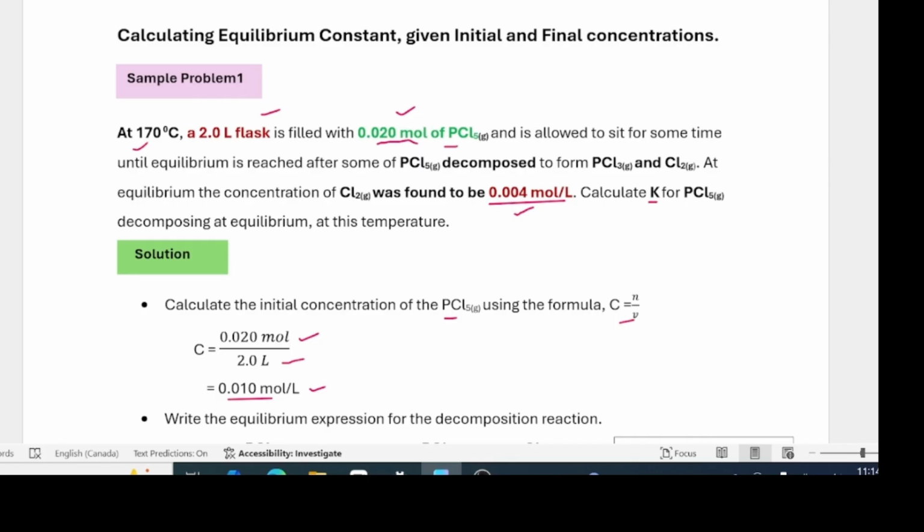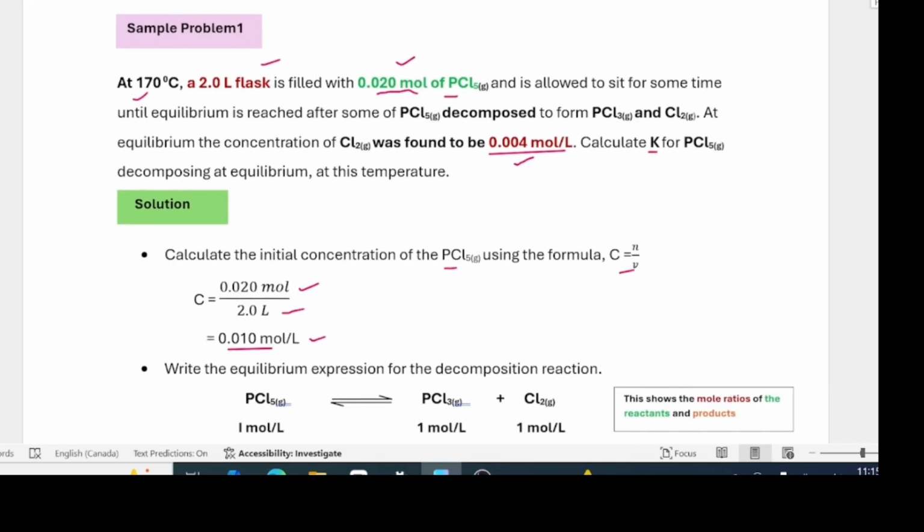If you're given a certain quantity of the initial reactant in a certain volume, the first thing you have to do is to find its initial concentration. What they will do also is provide the concentration of one of the products, and that will enable us to find the concentrations of all the species at equilibrium.